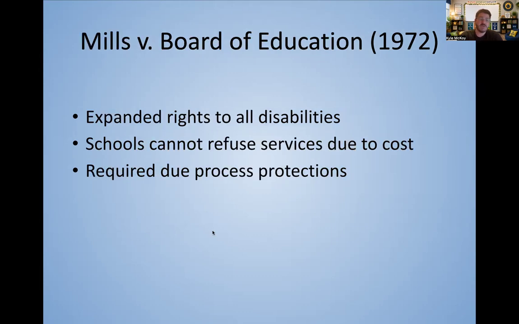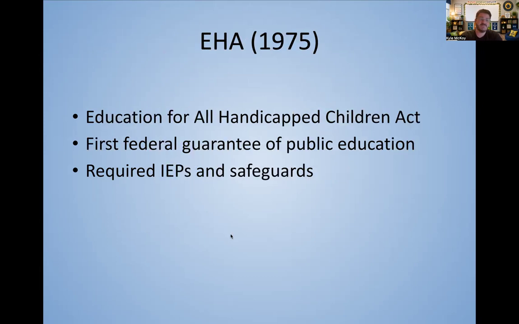Then going into Mills versus the Board of Education in 1972, this expanded the rights of all disabilities. Schools cannot refuse services due to cost and must provide due process protections. This, once again, was another step in the right direction, but did not require the implementation of evaluations, services, determinations of specialized services, and supports that the students would need.